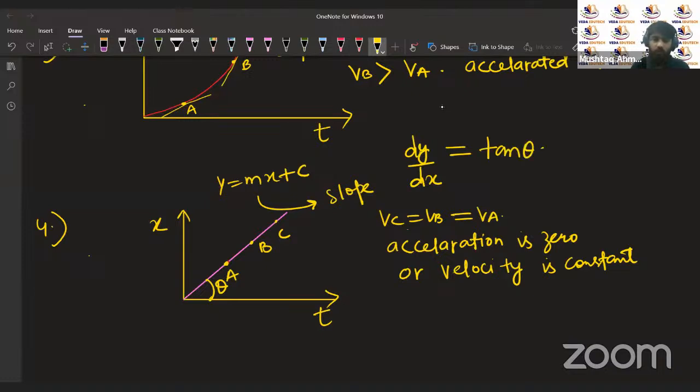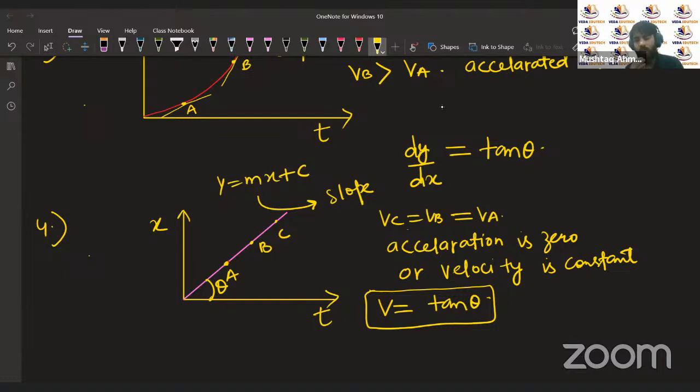So if we have to calculate the speed of this particle at some point A, B, or C, it's a constant slope. We can calculate the speed as v is equal to tan of theta. This is how we can calculate the speed. We can also calculate the speed by drawing the tangent at some point on a curve and finding the angle the tangent makes with the positive x-axis, and the tangent of that angle will give us the velocity at that point. So this was with respect to the position time graph.